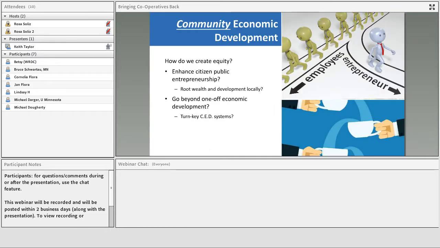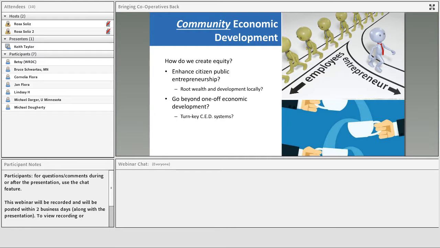So, how do we go about creating this equity? What can we do to enhance public entrepreneurship to root wealth and development locally? This is something that I think is very much out of the mainstream political discussion, but it's not foreign to how we've discussed economic development in the past. And furthermore, how do we go beyond just one-off economic development?